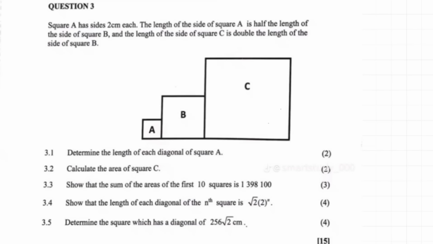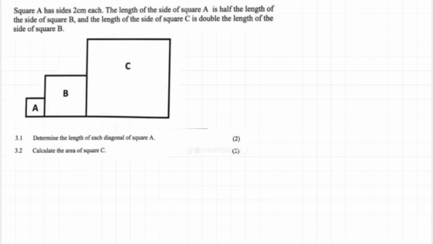So now let's move on to question 3. Question 3 carries a minimum of 15 marks. So let's quickly start with 3.1. This question reads as follows. Square A has sides of 2 centimeters each. Square A, they mean this one. So here, in other words, we have 2 centimeters on this one.